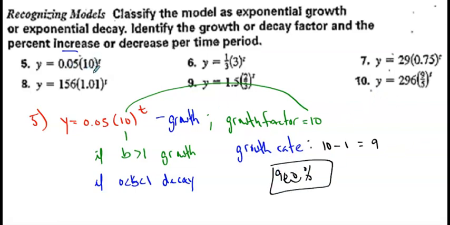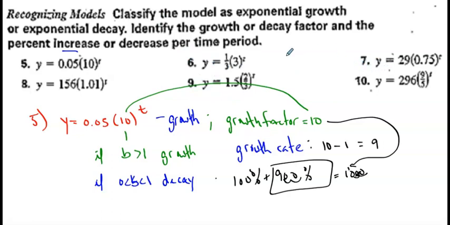So my growth factor is 10. Take away the 100%. Remember, I start with 100%. It's growth, so I add 900%, and I get 1000%, or 10, which is how I get my growth factor of 10. And the other ones are similar to this one.